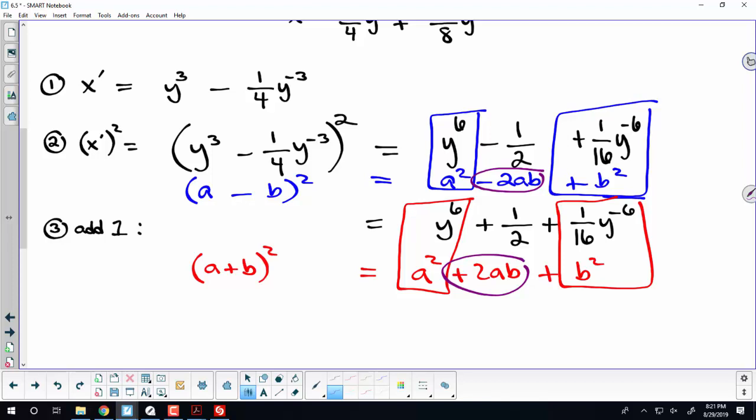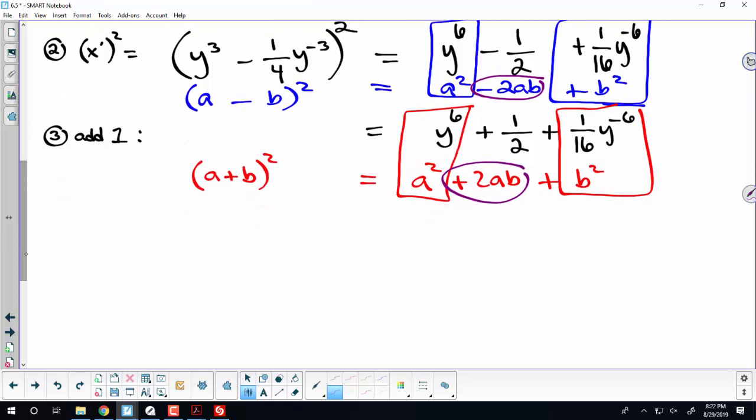And if it is, I know that what I had up here in blue came directly from this thing minus this thing squared. This is a negative 1/2. What I got when I added 1 now is positive 1/2, right? So then I can say, well, this is a perfect square. It's not y cubed minus 1/4 y to the negative 3. It's y cubed plus 1/4 y to the negative 3. Does that make sense? I think that's the most efficient way to tell if you're dealing with a perfect square and how it would factor.